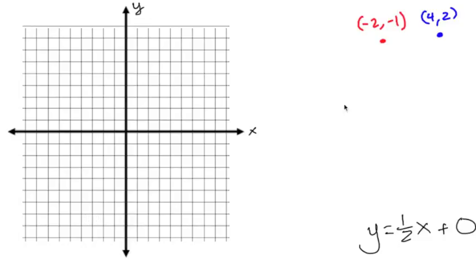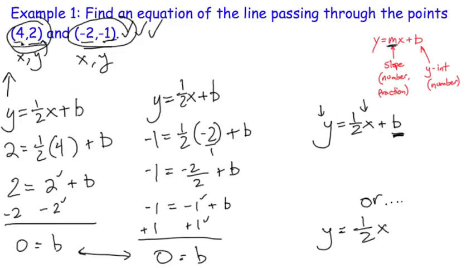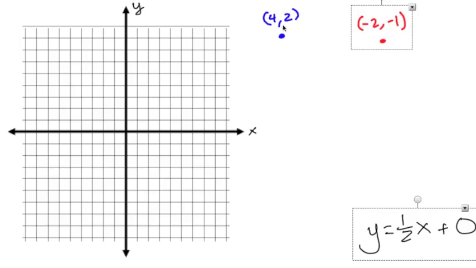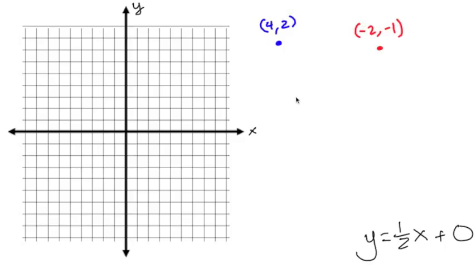All right, so these were our points, right? We had 4 comma 2, remember? 4 comma 2 and negative 2, negative 1. Okay, 4 comma 2, let's figure out where that goes. So we're going to go 1, 2, 3, 4, 1, 2. 4 comma 2, and then we're going to go negative 2, negative 1. So we're going to go 1, 2, 1.